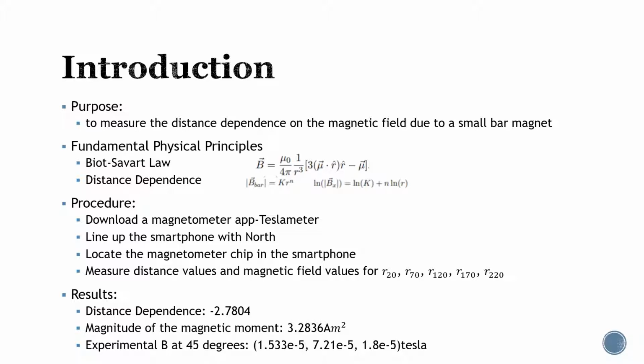Finally, we find a distance from the magnet to the sensor that produces a magnetic field with Bx equals 20 microtesla. We record this distance and this value of Bx. We repeat this final step for distances R70, R120, R170, and R220. By the end of this lab, I've calculated the distance dependence to be negative 2.7804 and the magnetic moment to be 3.2836 Am squared.